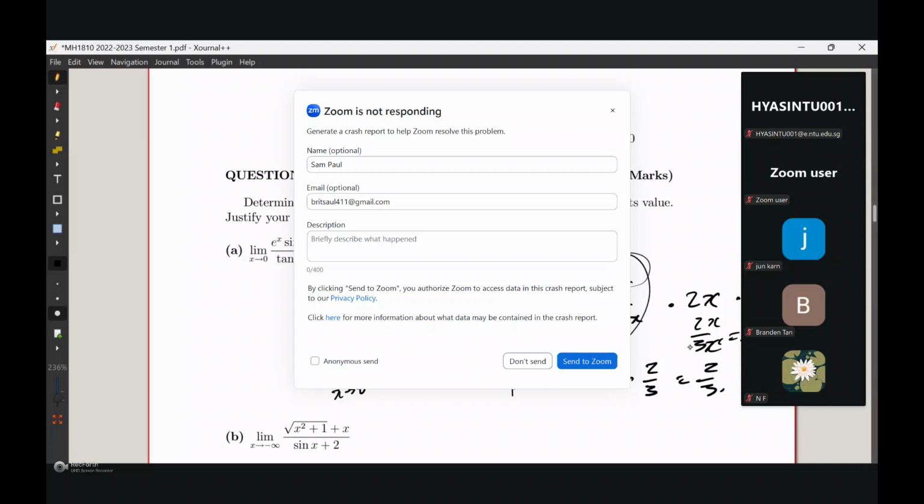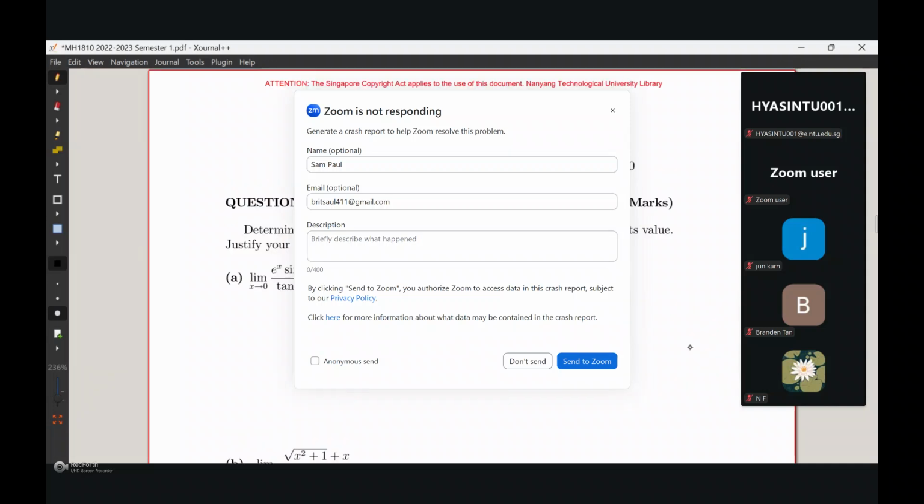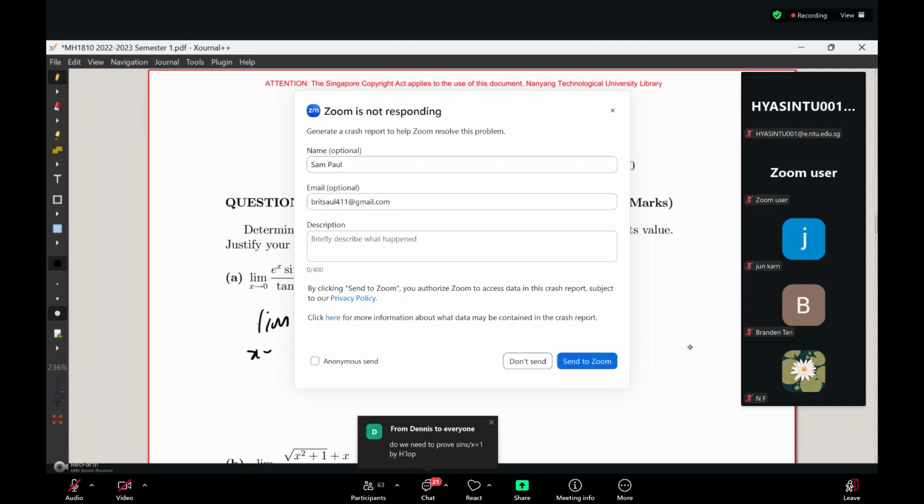So here you can also apply L'Hopital's rule if you want. So alternate working for this, let me apply L'Hopital's rule. If you want to apply L'Hopital's rule, you can. You just need to be careful when you are differentiating. So here, e to the x sine 2x over tangent 3x.